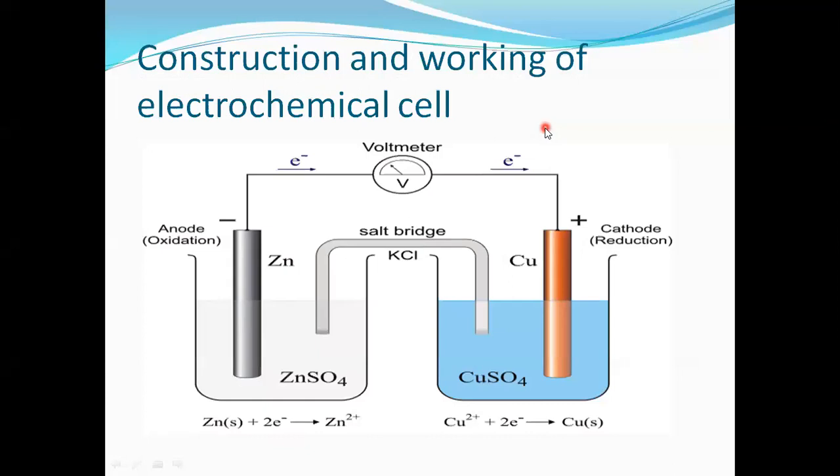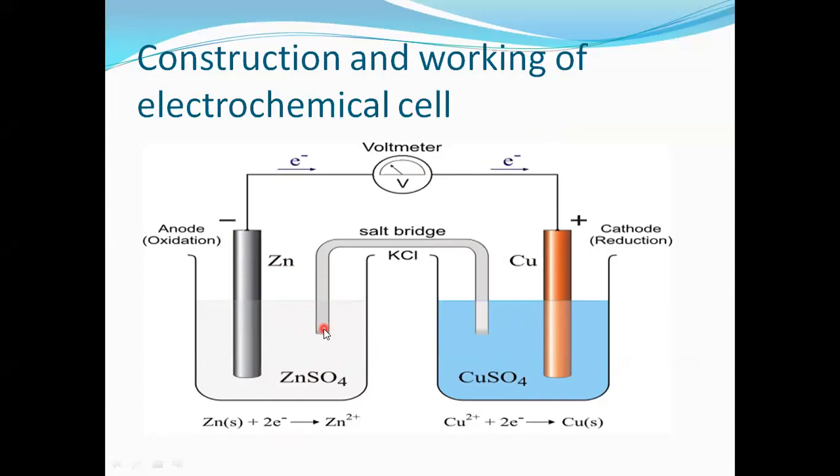In the construction of a galvanic cell, I'm taking a zinc rod dipped in the zinc sulfate solution, and the copper rod is placed in the cupric sulfate solution. When the zinc rod is in the zinc sulfate solution, it is known as the anode. When the copper rod is placed in the copper sulfate solution, it is known as the cathode. The two solutions are connected along with a medium, which we call the salt bridge.